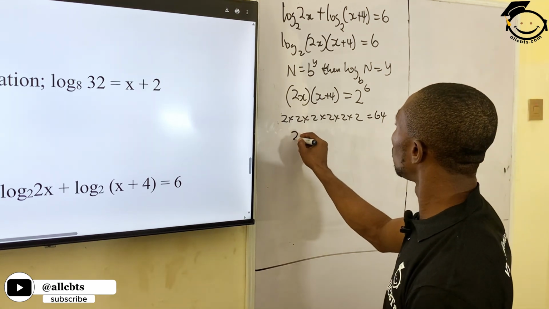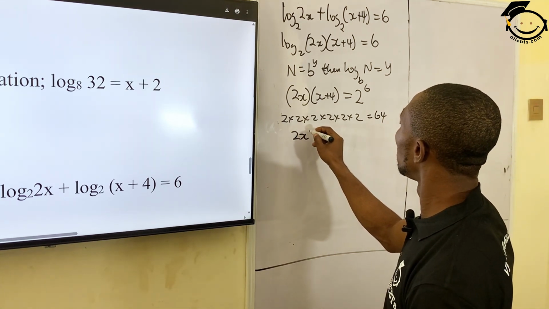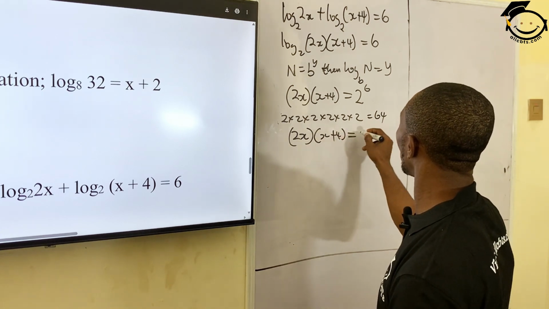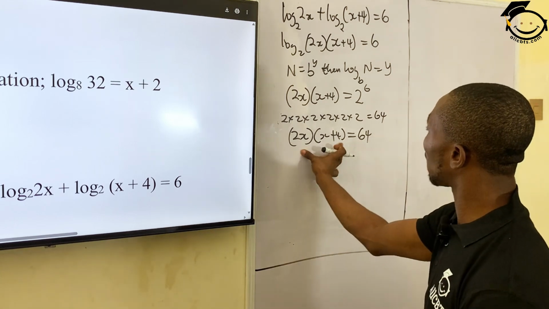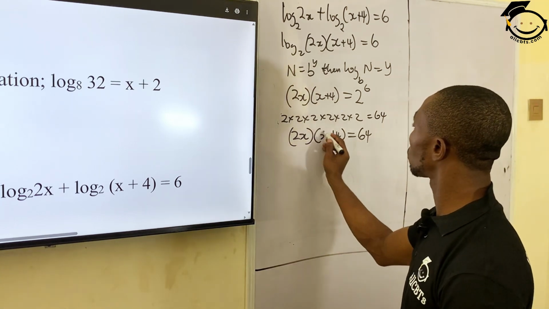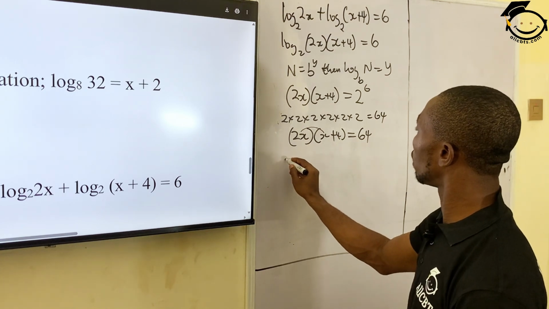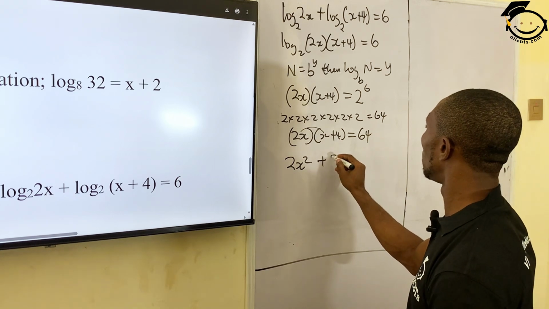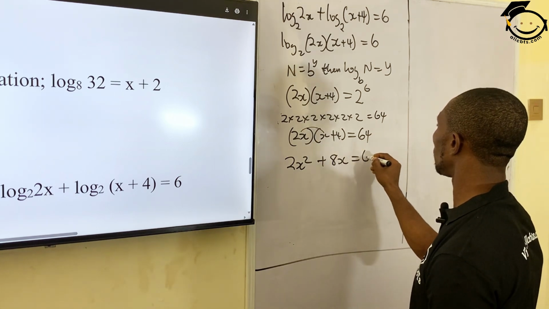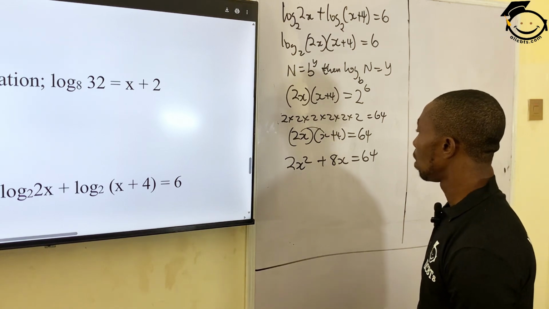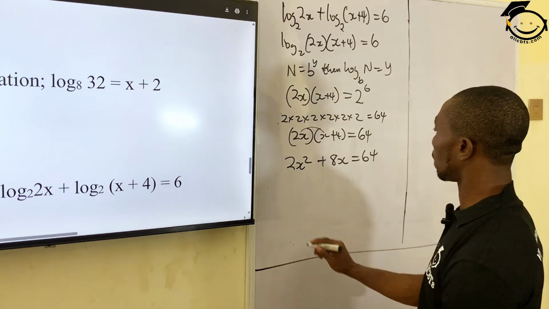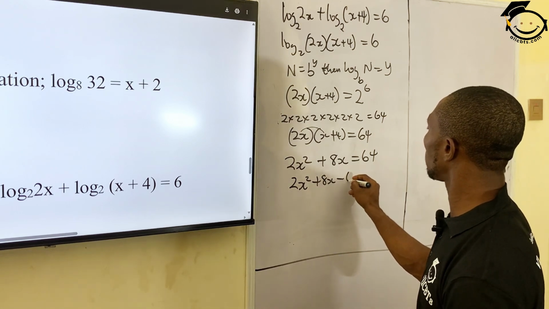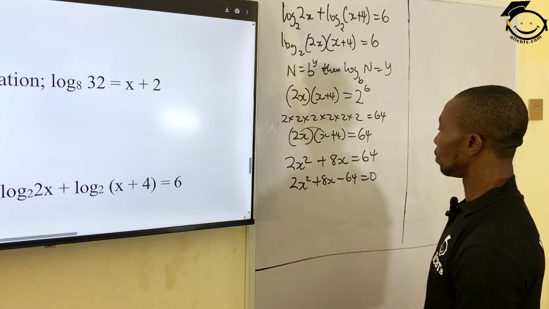So this will become x times x plus 4 equals 64. Now, expanding this bracket, this becomes x times x will give us x squared. x times 4 will give us plus 4x equals 64. Okay, if we equate all this together, we are having x squared plus 4x minus 64 equals 0.